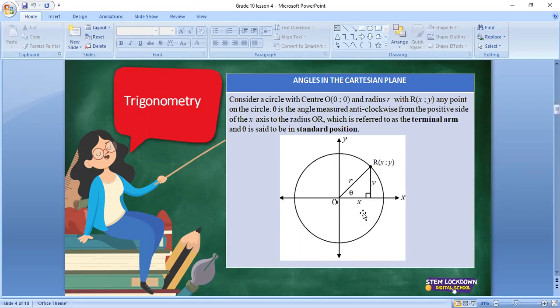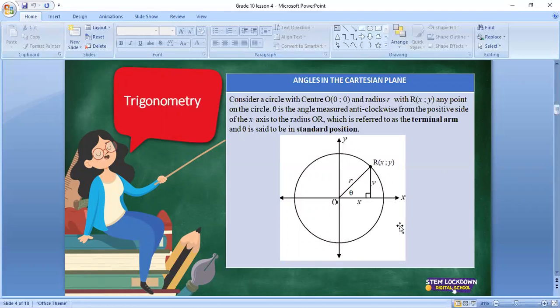The fourth quadrant is for angles that are between 270 and 360. Remember, the full circle is 360 degrees. So from here to here is 90. From 90 to here is 180. From 180 to that is 270. 270 back here is 360. So any angle between 270 and 360 is said to be in the fourth quadrant.